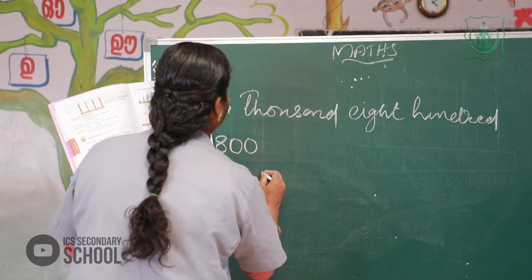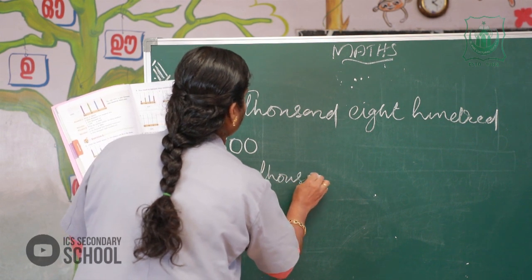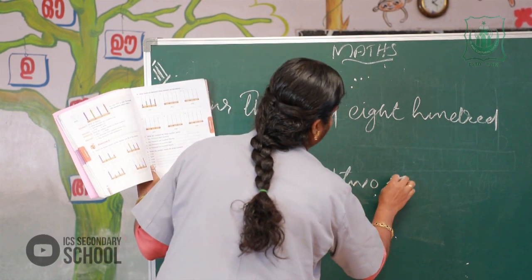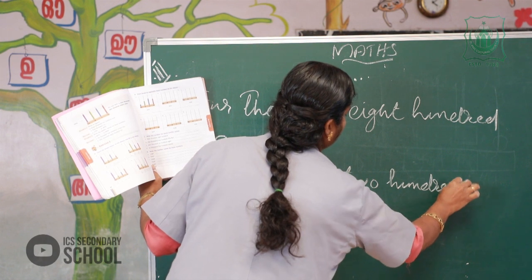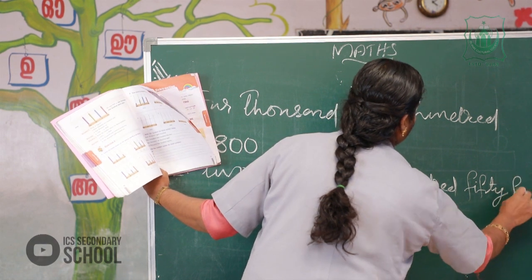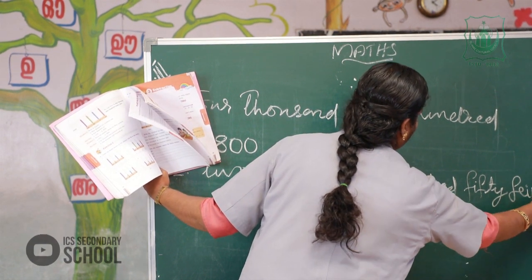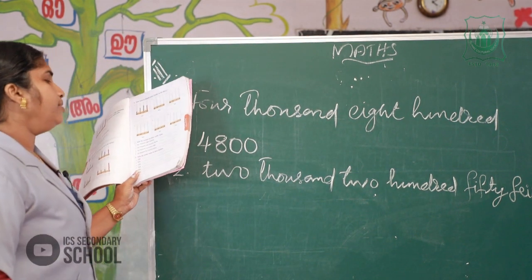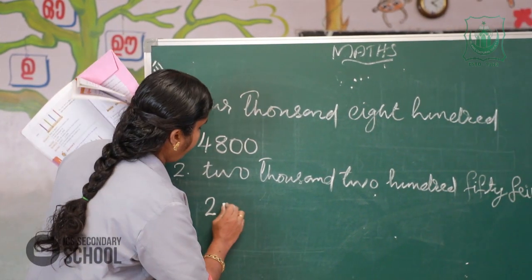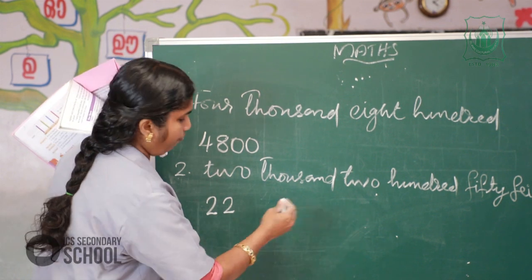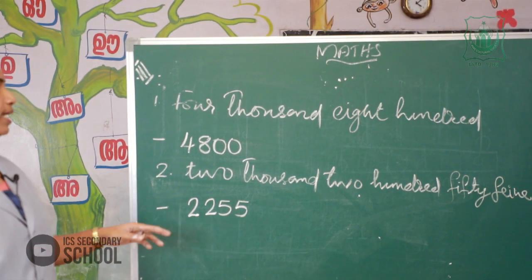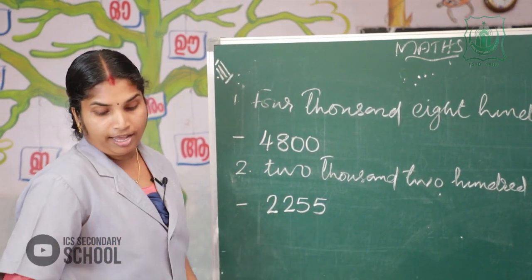2000, 200, 55. 2255. 2000 is in the fourth place, 200 third place is 2. 55: 5, 5. Okay. 2255.